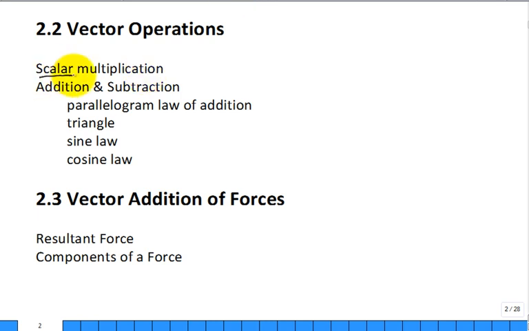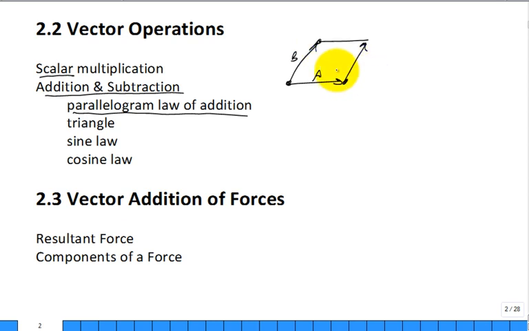We've talked about multiplying by a scalar to stretch it, compress it, flip it, make it go the opposite direction, and how to add and subtract vectors graphically. And we use the parallelogram law of addition. So you put the base of one vector A and the base of another vector B together, but if you move the base of B and put it at the head of A, and then you move the base of A and put it at the head of B, you form a parallelogram. And the diagonal of the parallelogram is the resultant of A plus B.